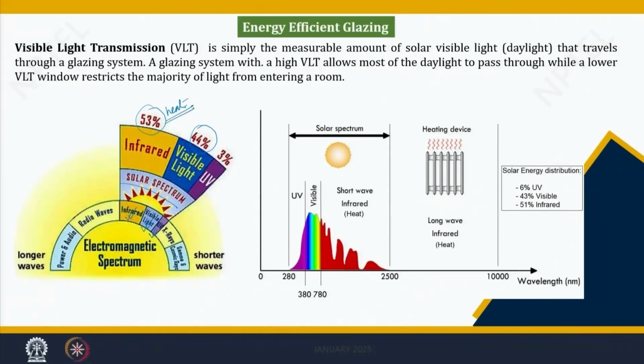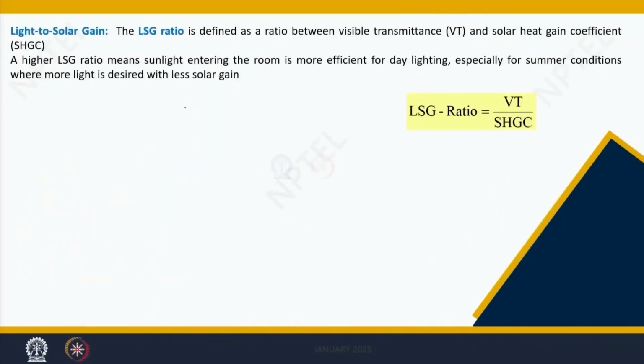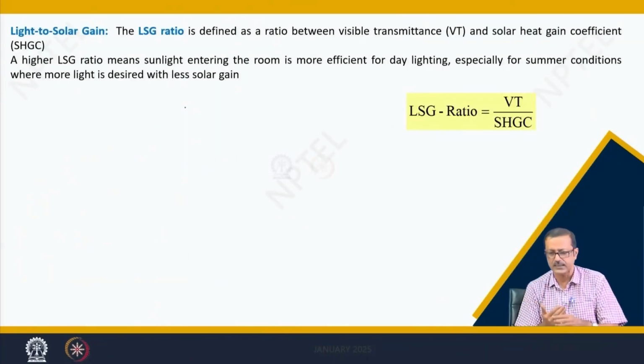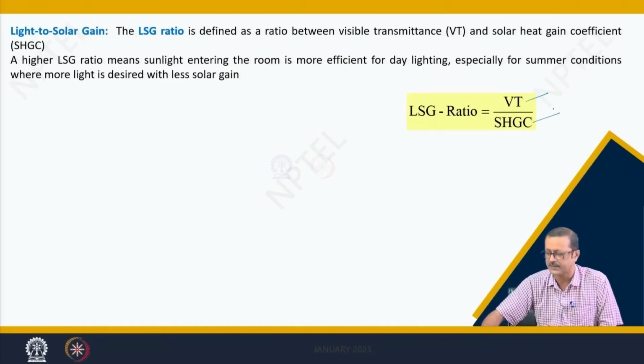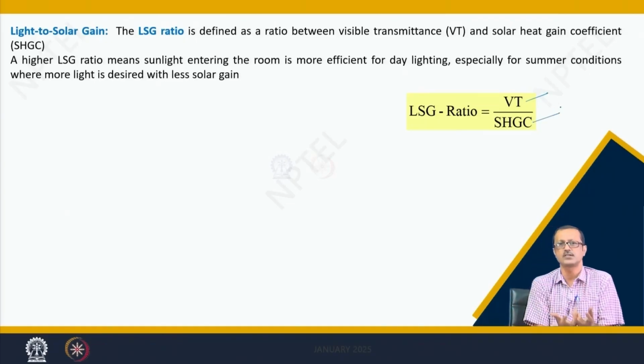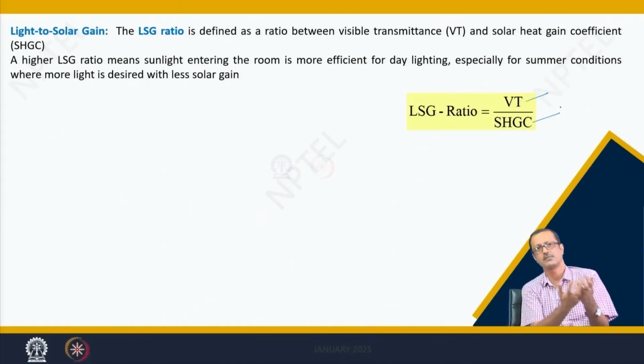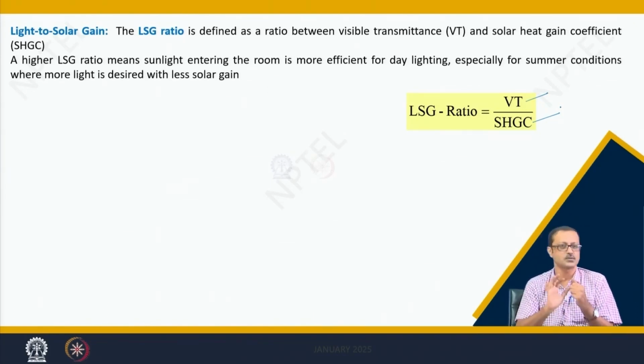We will first see, for a particular glass or transparent material, how much is the visible light transmission, which I want to improve. We will see how much is this visible transmission, and out of that how much is your SHGC. SHGC is going to increase your temperature. So, this LSG ratio, light to solar gain ratio: how much is your light and how much is your solar gain, what is the ratio between them. I want more light, I do not want the solar gain.